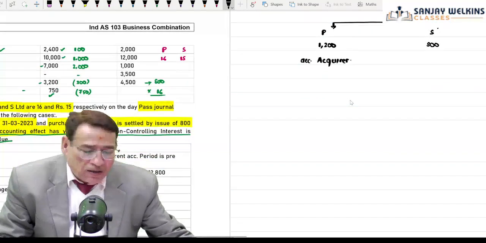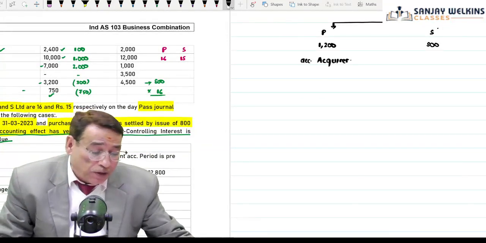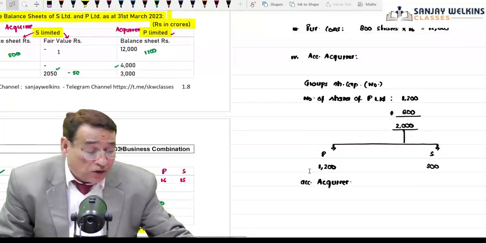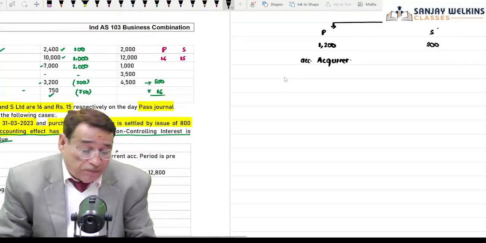Correct? Although this step is not needed, to be very, very honest with you, but still I want you to become proficient in it, because this is the area wherein I've seen students are not having as much proficiency as they should have. Correct? So now we move over to step number 5.